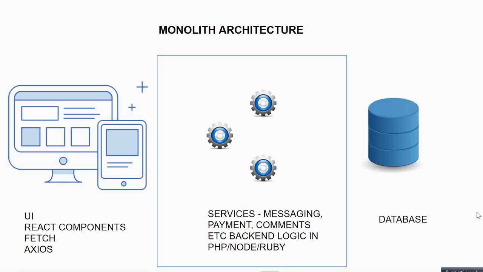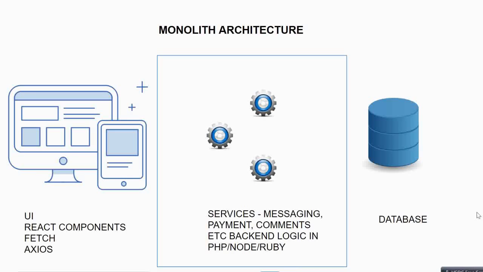Okay. So monolithic architecture is actually, as you see, every application has three components: the front end, the back end, and the database. Okay, so the front end may be in React, Angular, Vue, anything. So that's the UI part, which has components and it actually consumes the APIs, through fetch, Axios, whatever. Then there is the backend.